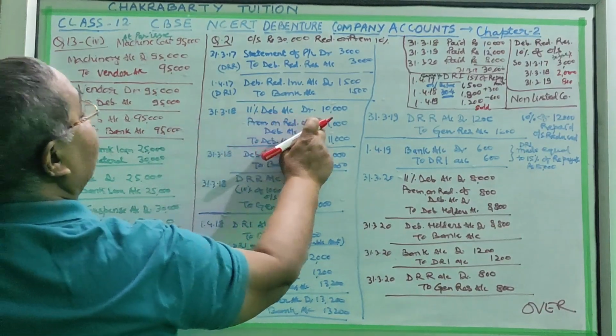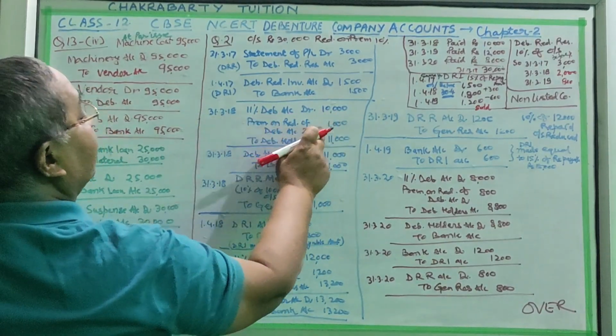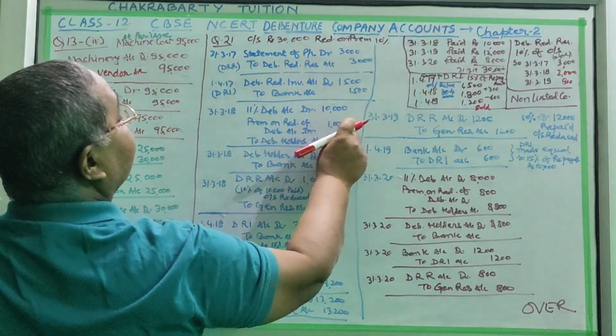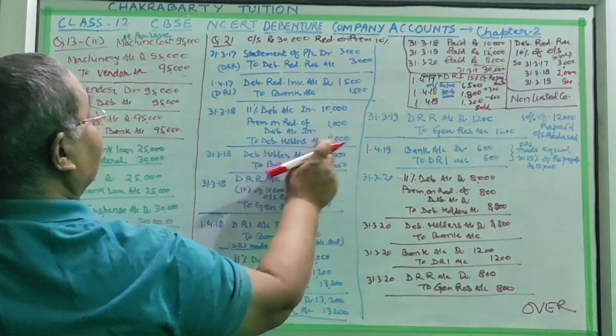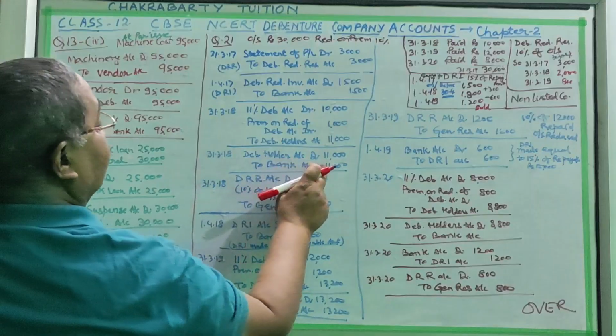Now 31/3/18 will come. You will debit the debenture account and premium on redemption of debenture account, 10% you will debit, and credit to debenture holders account, and pay to debenture holders account.